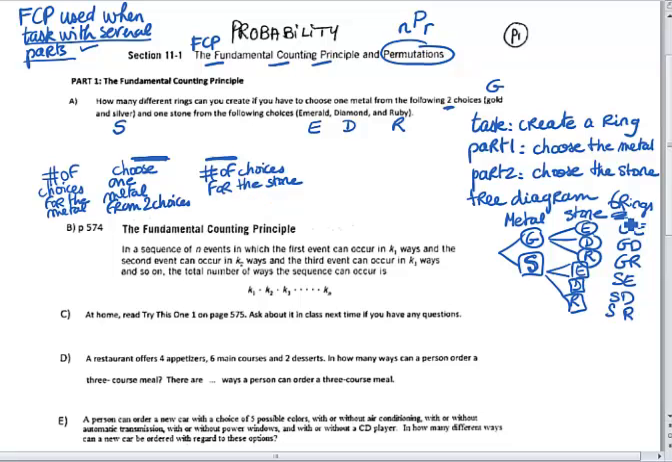Now how do we get an answer of 6? Let's see. If we had 2 choices for the metal and we had 3 choices for the stone, how do you go from 2 and 3 to an answer of 6 over here? You would have to multiply those two. So that's what FCP does. FCP is when you have a task with several parts and you put down a spot for each of those parts and you write how many ways you can do each part and you multiply them and you get your answer.